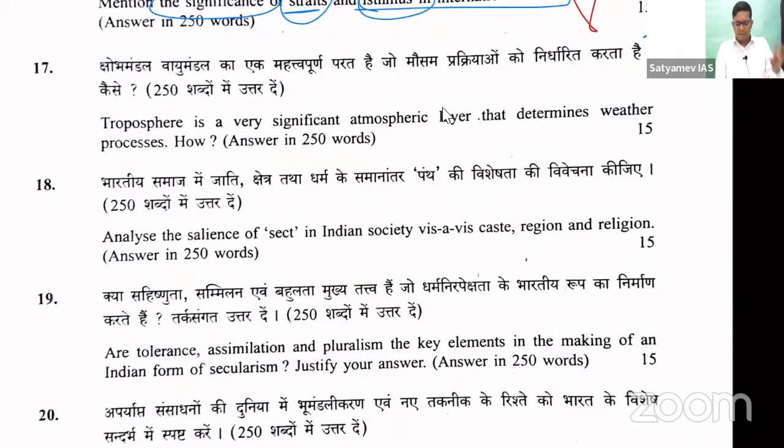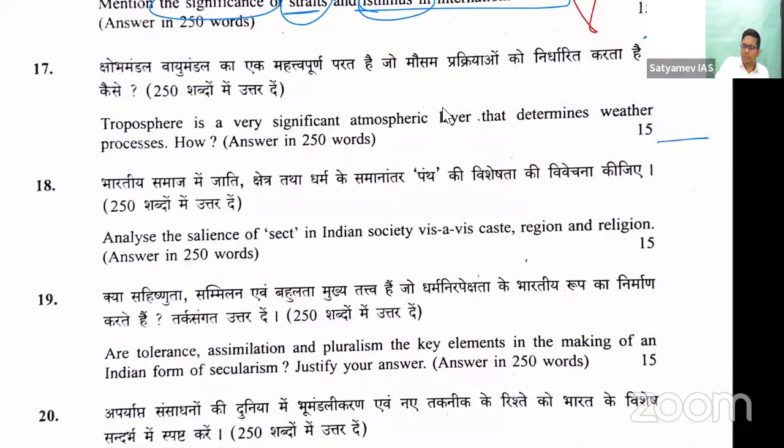Troposphere is a very significant atmospheric layer that determines weather processes. How? I'll say the troposphere is the first layer from the Earth, the planetary boundary layer, which is 6 kilometers near the pole and around 18 kilometers near the equator. So you can create this graph also: 6 kilometers and 18 kilometers, equator and pole. And it changes. With climate change, it is going up. It is not very much fixed.